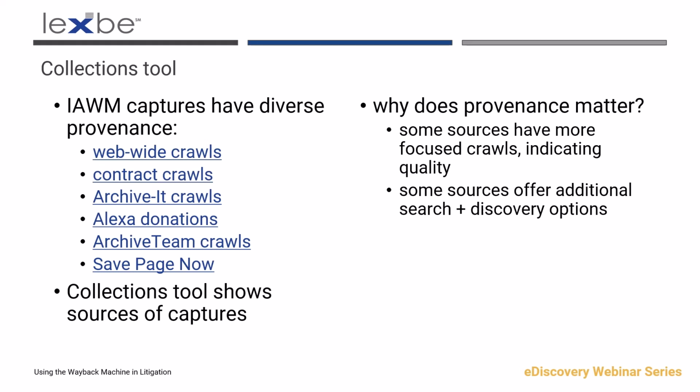Seeing the provenance of captures can be useful for a high-level assessment of the probable quality of the archive for a given website, since some sources represent more focused crawls or the likelihood of more quality assurance having been performed. It will also indicate whether the web address in question belongs to a collection for which additional search and discovery options are available.